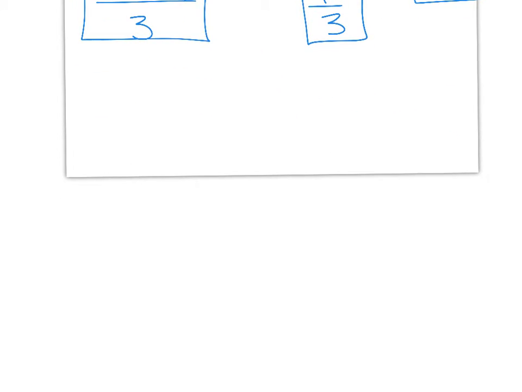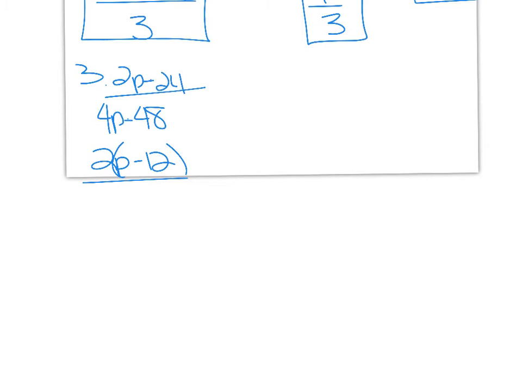Okay, number 3. Say we have 2p minus 24 over 4p minus 48. We want to factor first. In that numerator, they both have a 2 in common, so when I factor out a 2, I'm left with p minus 12. In my denominator, those both have a 4 in common, so I'm left with p minus 12.